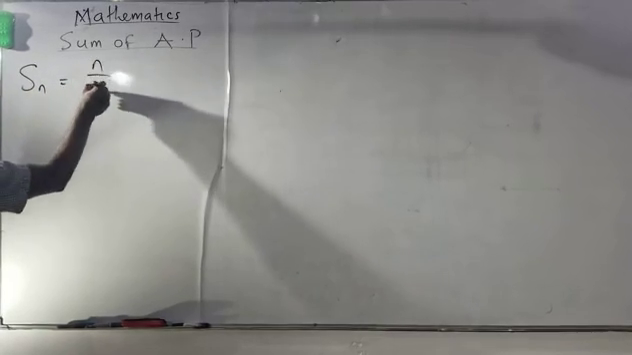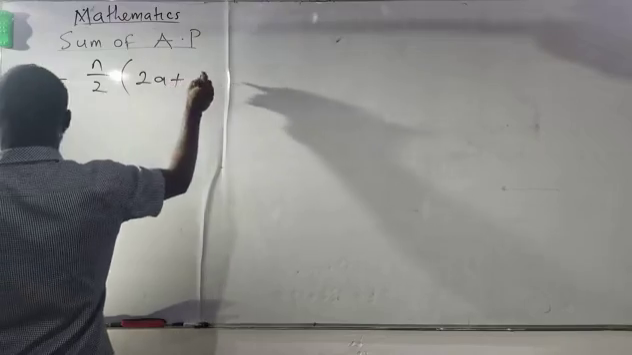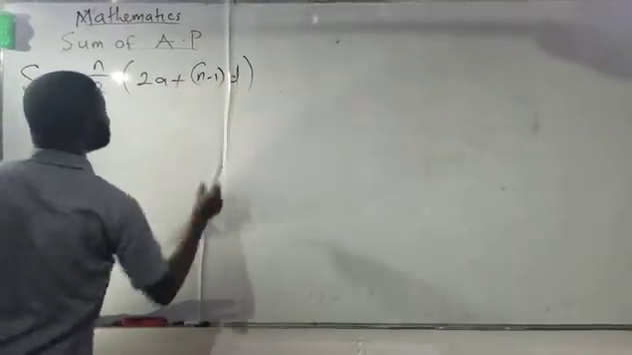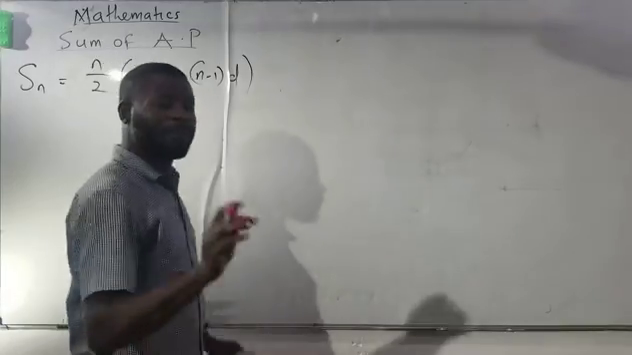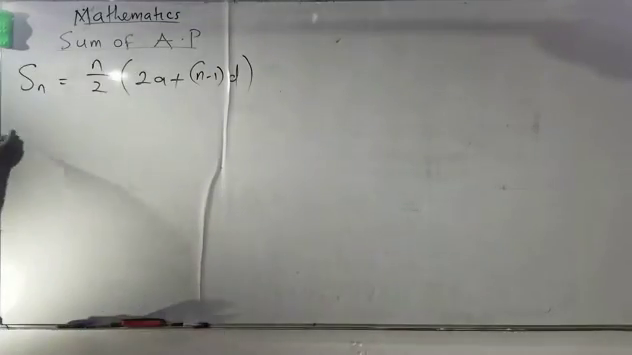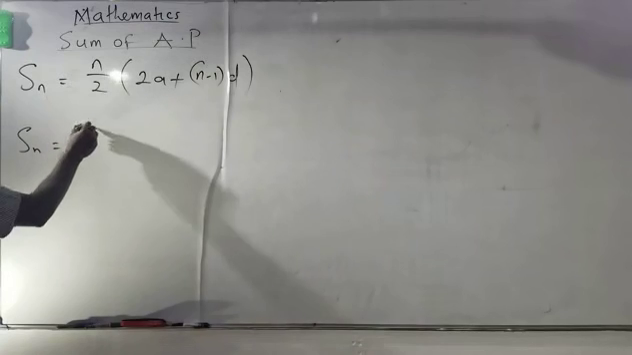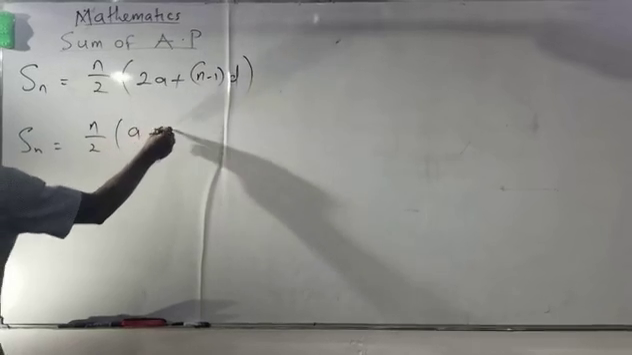Once I know that, I always know that the sum of a sequence of arithmetic progression is equal to n divided by 2, bracket of 2a plus (n minus 1) d. This is the general formula, which is a very comprehensive formula. But likewise, I can say that the sum of an AP can be n all over 2, bracket of a plus L.